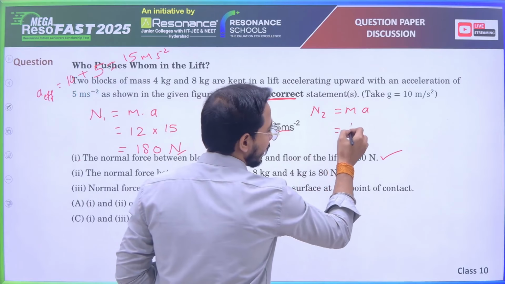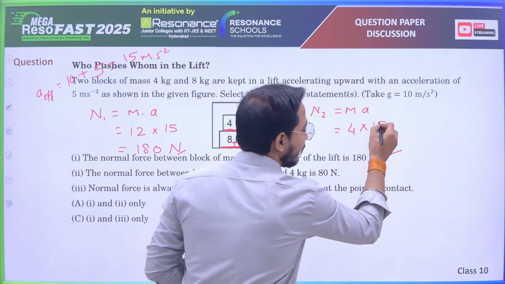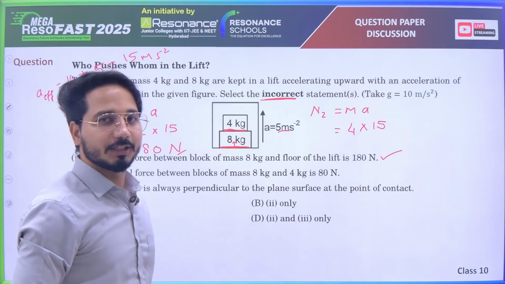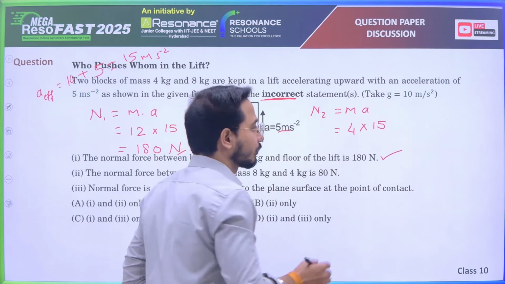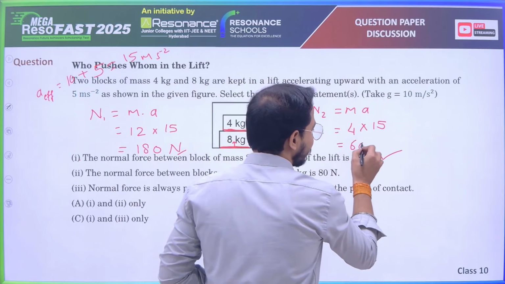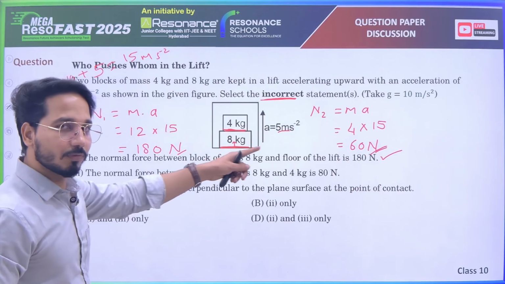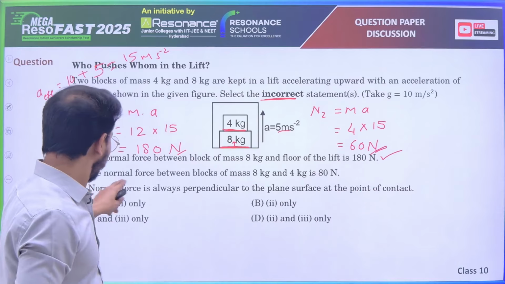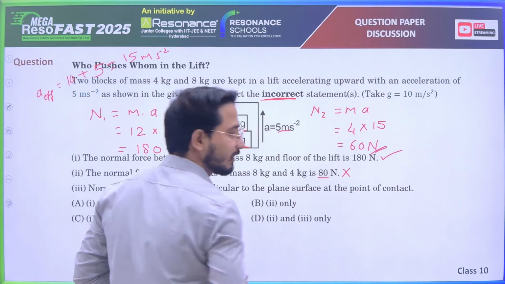So here we will take mass 4 kg, and the effective acceleration we have calculated is 15 meter per second square. So this will be equal to 60 Newton, right? This is the normal force we have calculated just now. So as per this, the statement is wrong, because it is saying it is 80 Newton, but it's wrong.